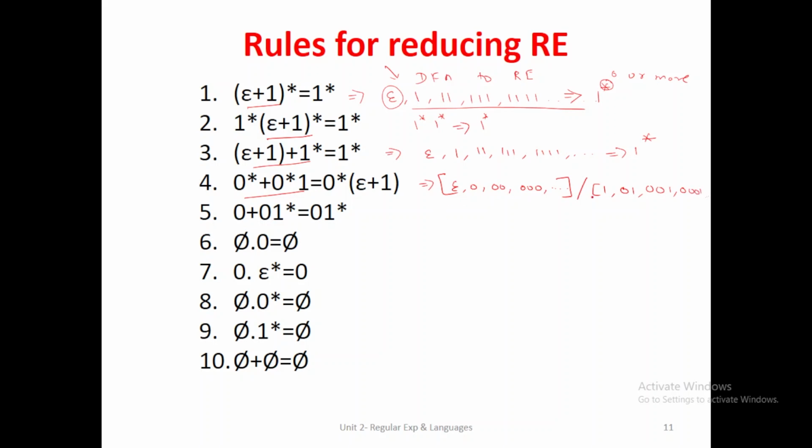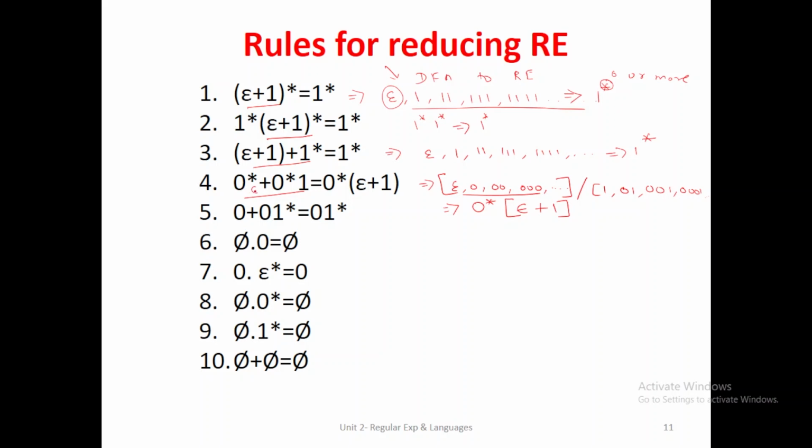So if you take the 0 outside from the given string, the whole thing will be written as 0 star. If you remove 0 star, epsilon 1 is available. From the second one, 1 is there. So you can combine 0 star from the LHS part outside and you take 0 star.